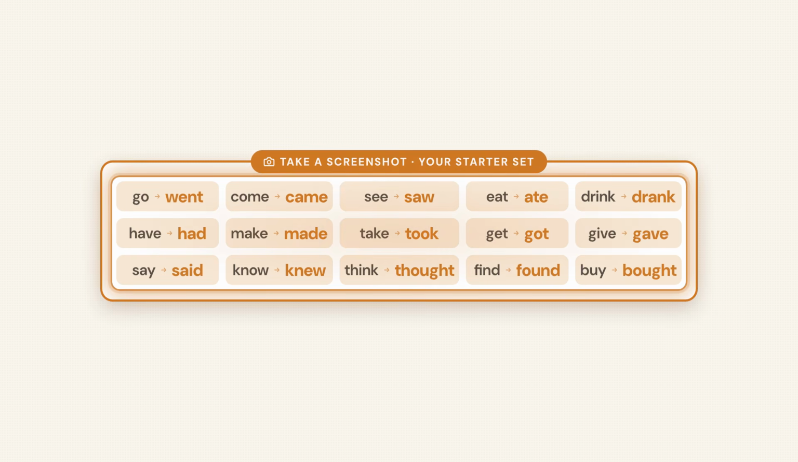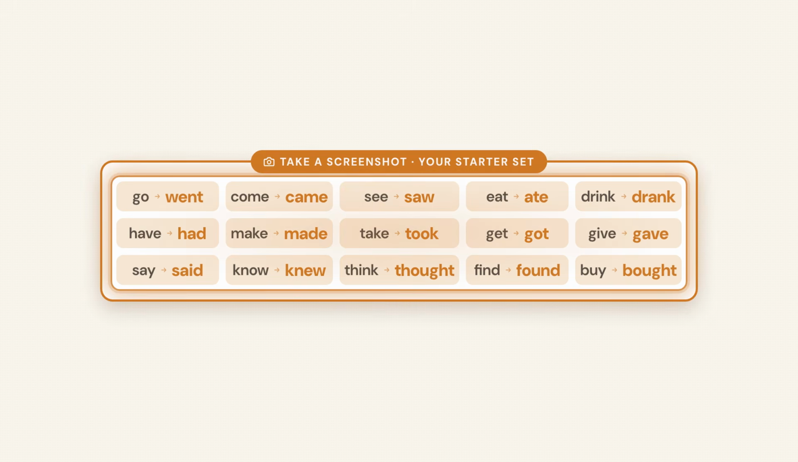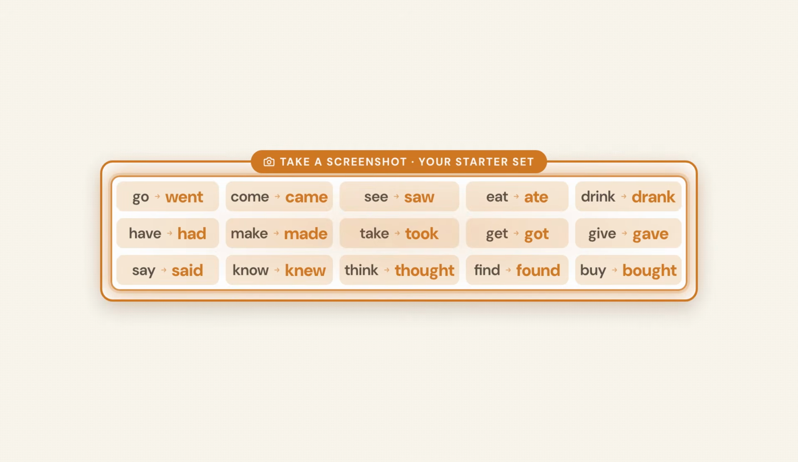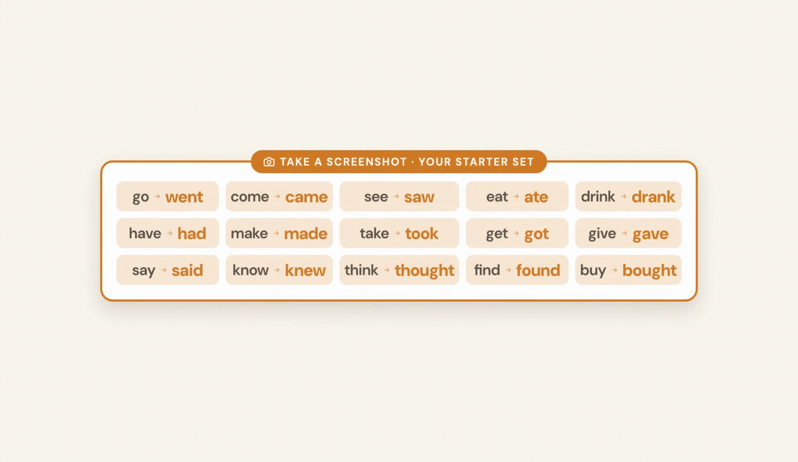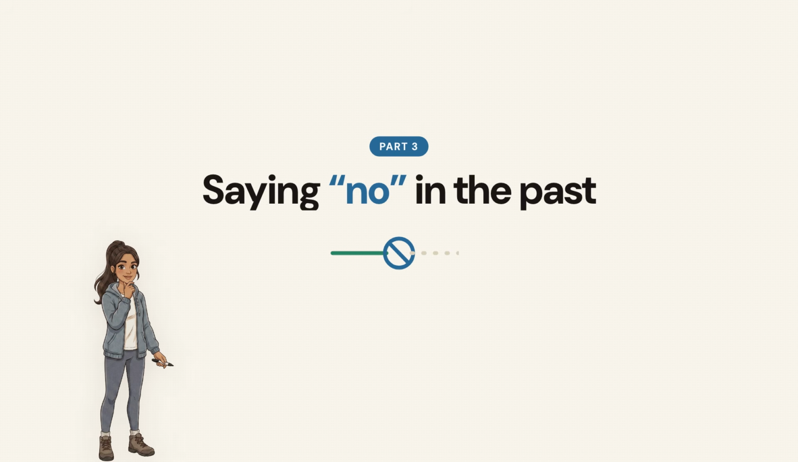That's your starter set. There are many like this, and you would learn them with time, but remember these main ones. These are the words we use the most, and it is important to learn them first. Okay, we learned how to say that something happened. Now, how do you say something did not happen?